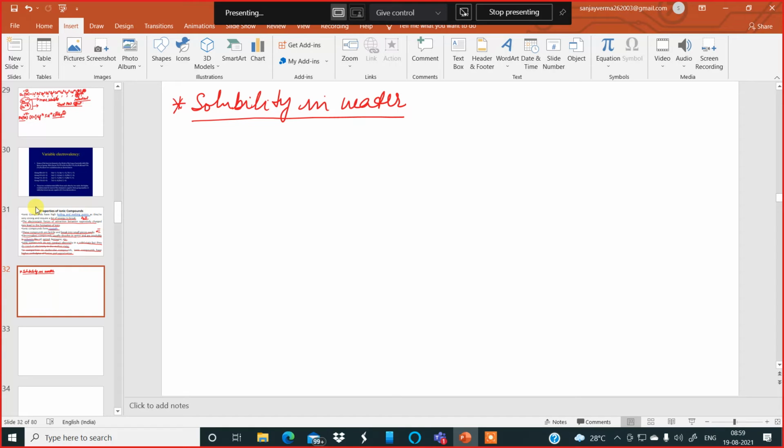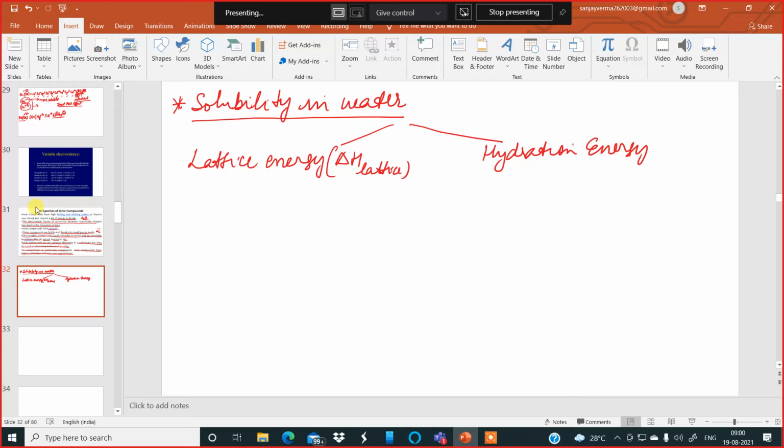To understand the solubility of an ionic solid in water, again it depends upon two factors. The first factor is called lattice energy. The symbol is delta H lattice. And the other factor is called hydration energy. The symbol for hydration energy is again delta H hydration. Now, what are these? I'll explain first.